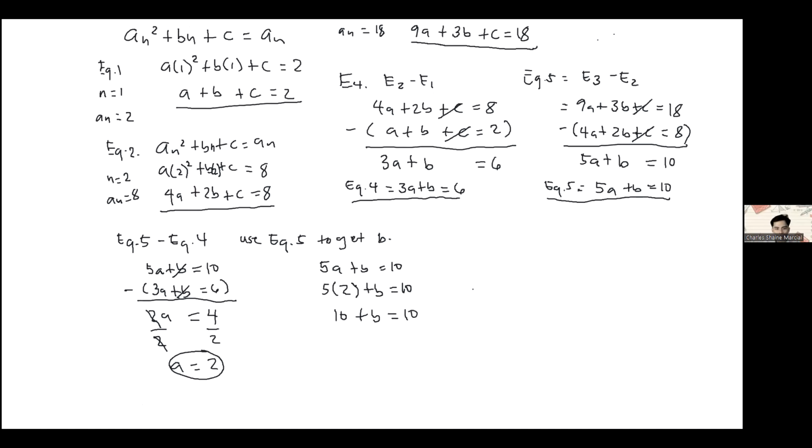Now, para matira si b, ililipat natin si 10 sa kabila. So from positive, magiging negative. So 10 minus 10 is equal to 0. So yung value ng b is equal to 0.